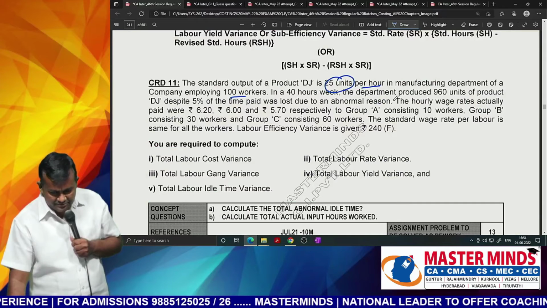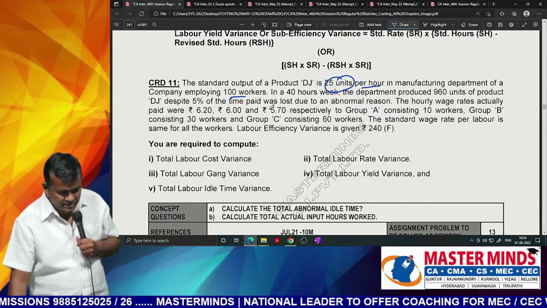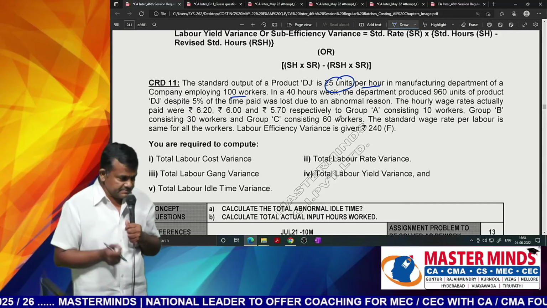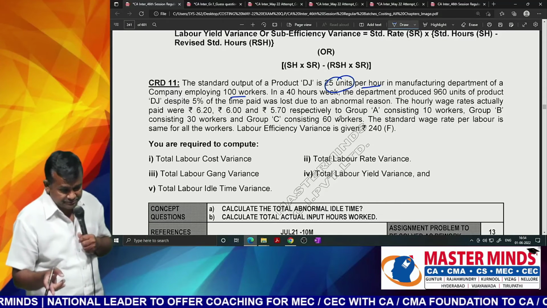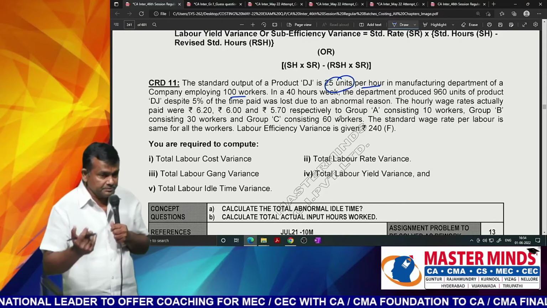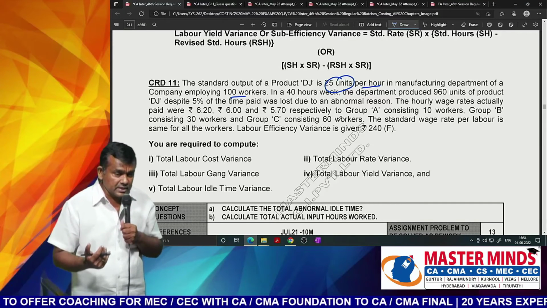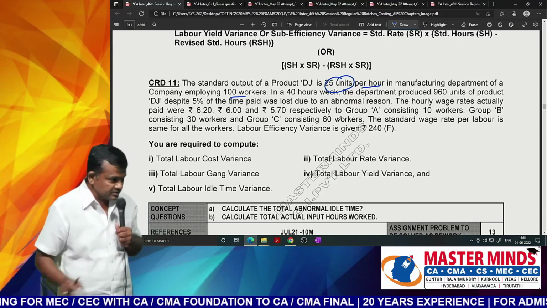In a 40 hours week, the department produced 960 units of product DJ, despite 5% of the time paid being lost due to abnormal reasons. So here idle time exists. Idle time equals 5% of time paid. So working hours equal 95% of paid hours.